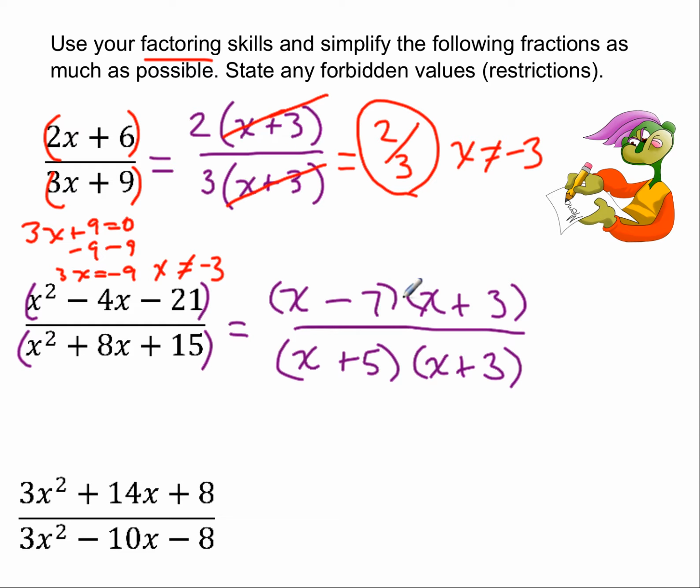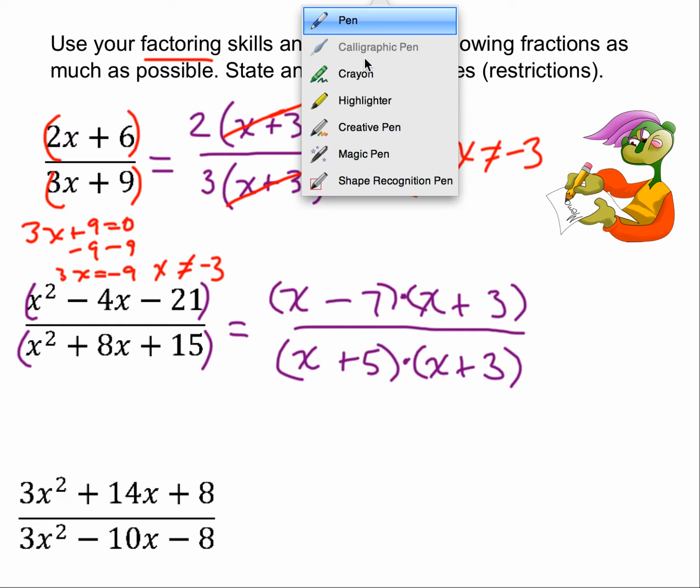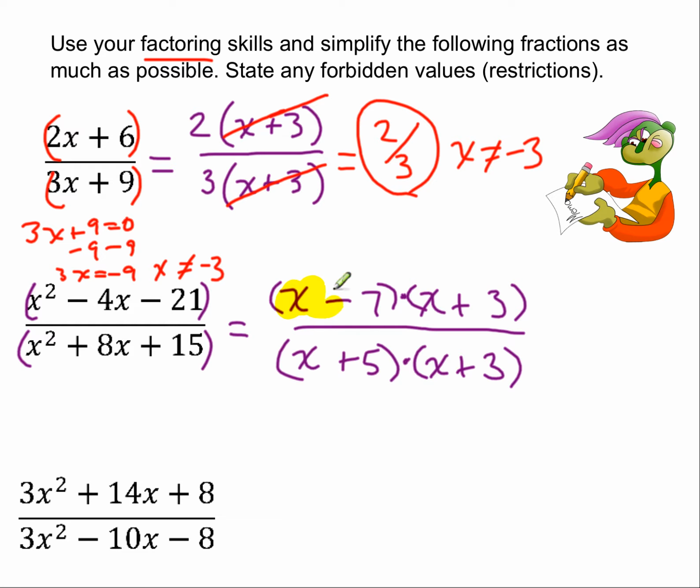Now, where's my multiplication sign? It's right here. Okay, so now I'm going to use that highlighter so you see it. This is 1 unit. This is 1 unit. This is 1 unit. This is 1 unit. I can only cancel out units that are exactly the same, and I see some that are exactly the same.